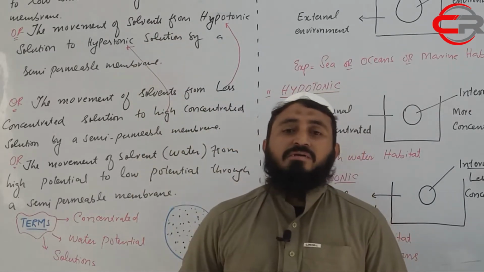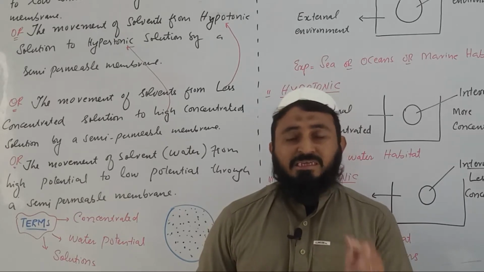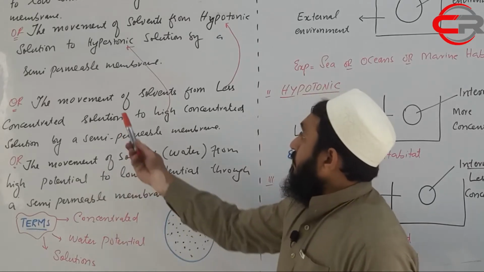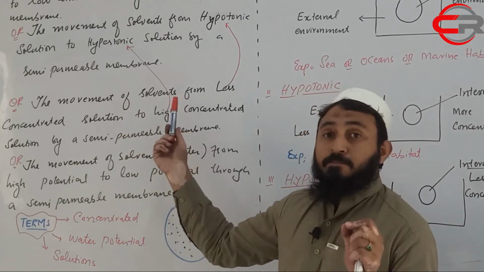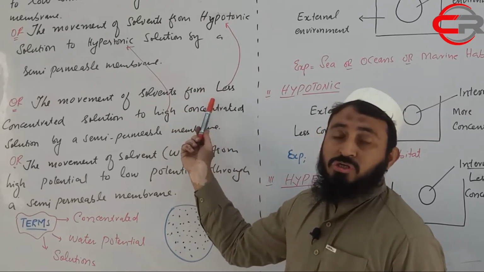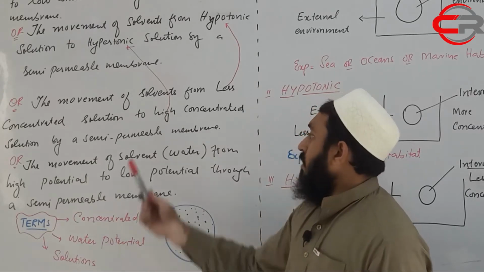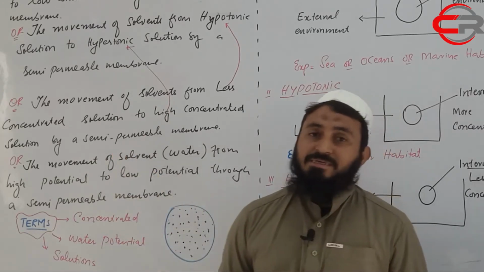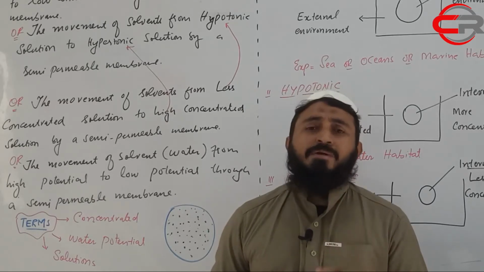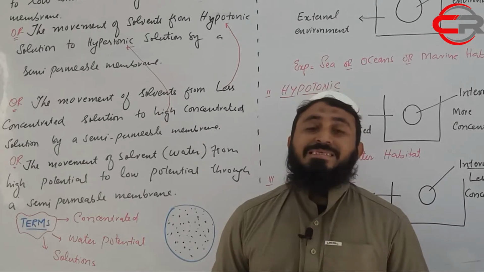For example, if water contains about 80% solute substances, then this water will be considered a hypertonic solution. So here, the movement of solvent from a hypotonic solution, meaning a less concentrated solution, to a hypertonic solution, a highly concentrated solution, by a semi-permeable membrane is called the process of osmosis. It is an example of the diffusion process, but diffusion has no semi-permeable membrane.